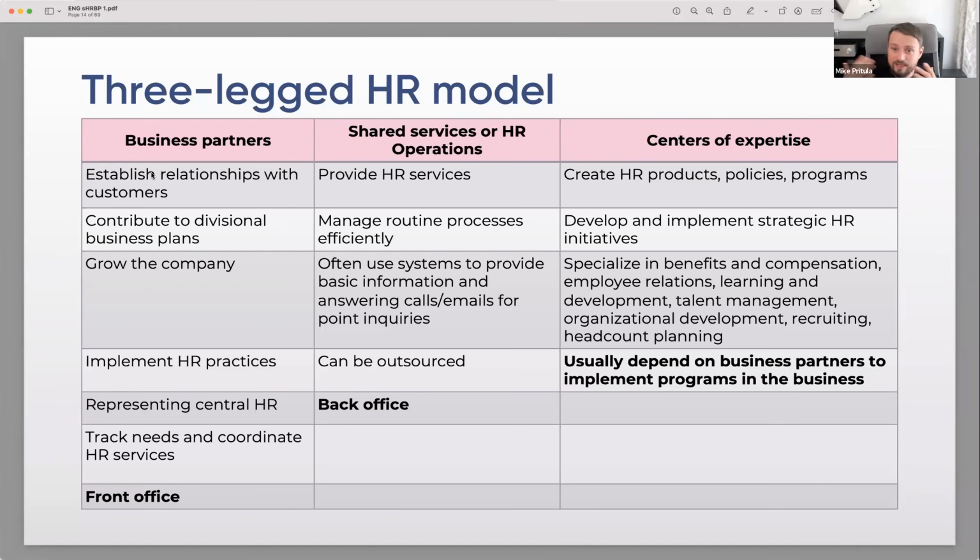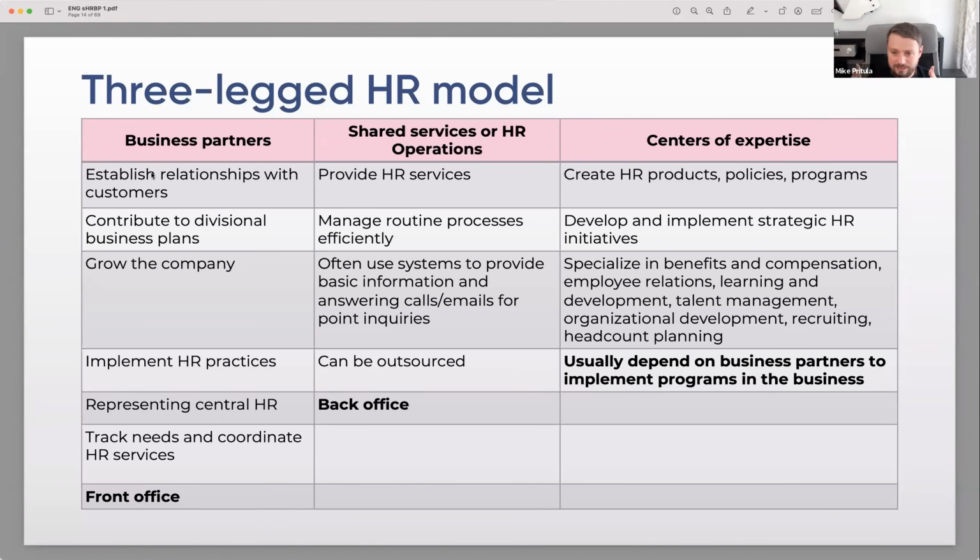And centers of expertise like Total Rewards and Corporate University and so on, they create HR products, policies, programs, practices. They develop and implement strategic HR initiatives.